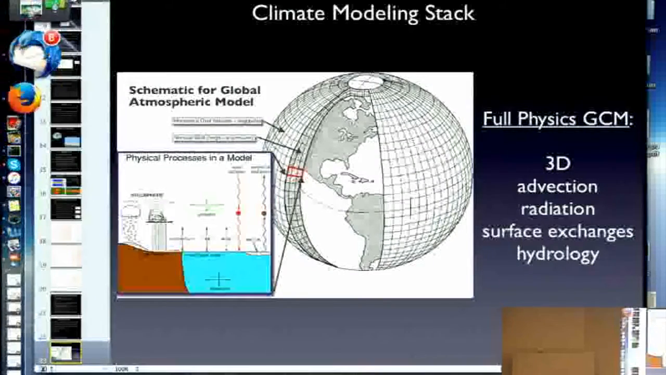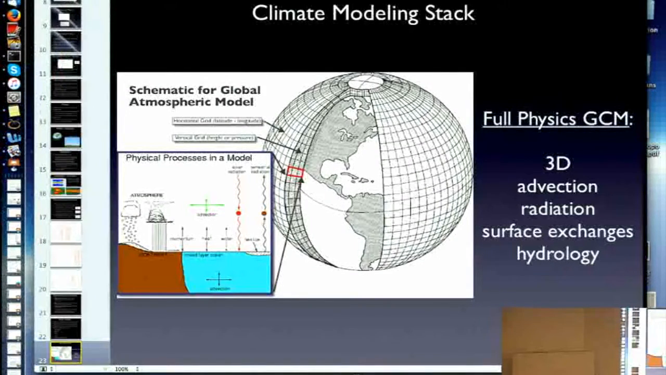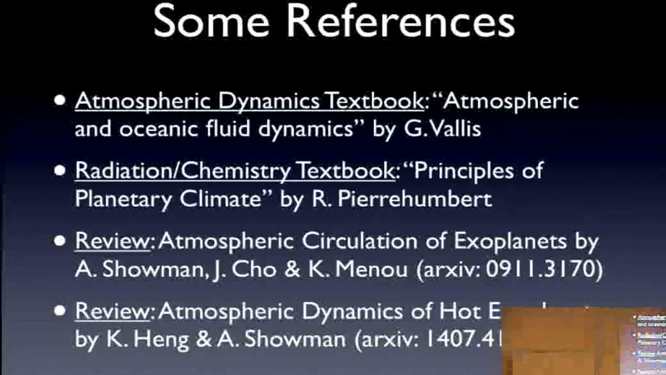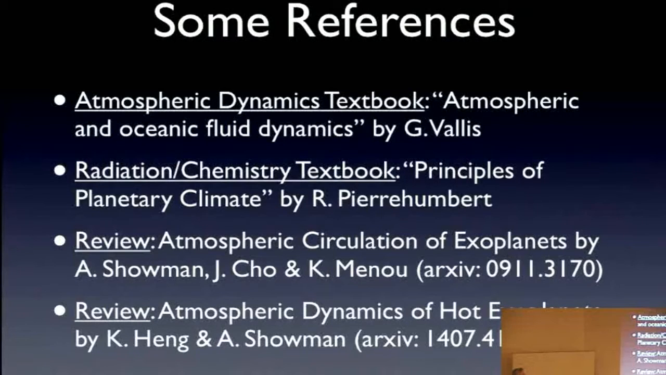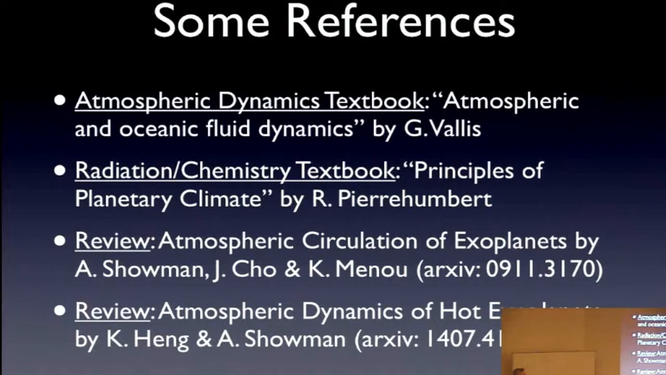Oh, actually, I'm sorry. Let me show you this. I guess I will make my slides available. A lot of what I've discussed can be collected and expanded considerably by looking at this. It's just a sample of references that I like personally. I really like the Vallis textbook on atmospheric dynamics. It also addresses ocean dynamics, but it's a really nice textbook to understand the principles of dynamics in atmospheres. I like the Pierrehumbert textbook if you want to focus more on the radiation and chemistry. And then there's a couple of reviews that I recommend if you want to follow what is being done specifically on exoplanets.